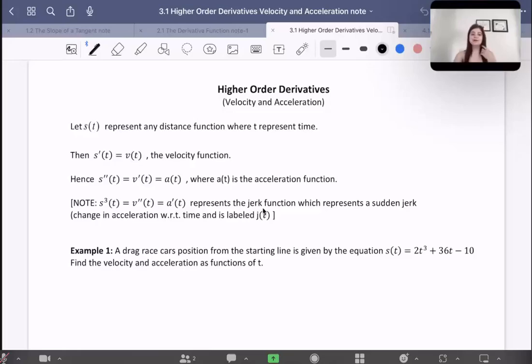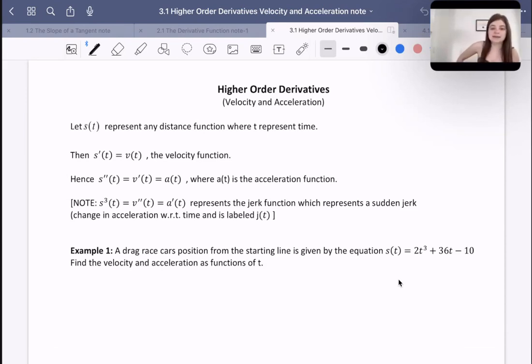Hello, everyone. Welcome back. So today I'm going to be talking about higher order derivatives. This is the first lesson in Unit 3, which is the unit about the applications of derivatives. So why do we actually care about derivatives, and what else can derivatives represent?